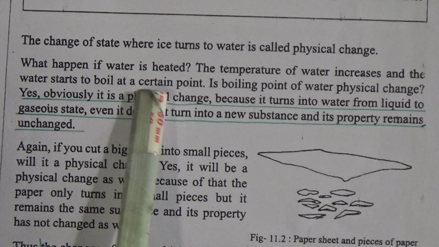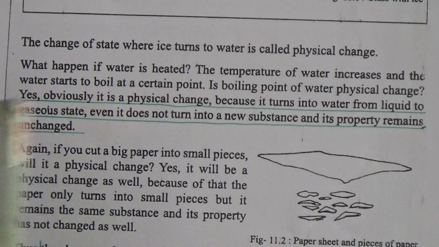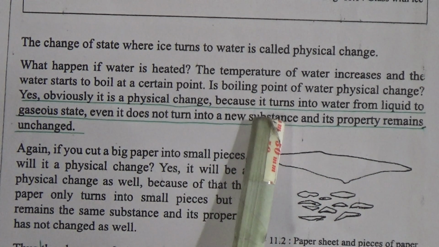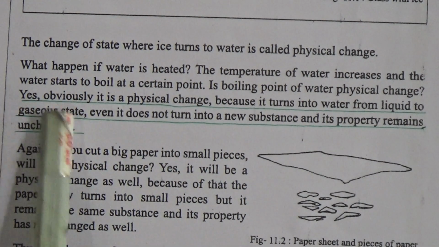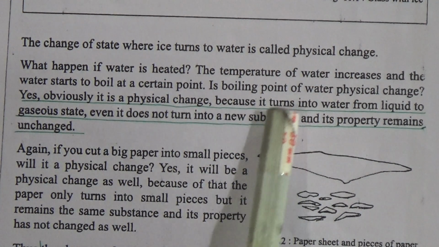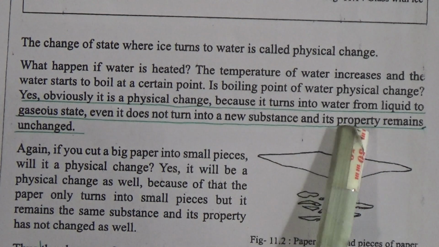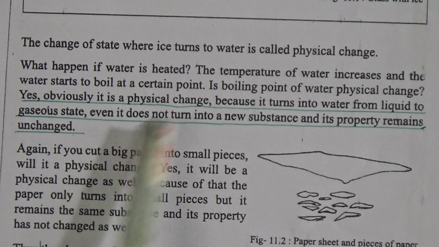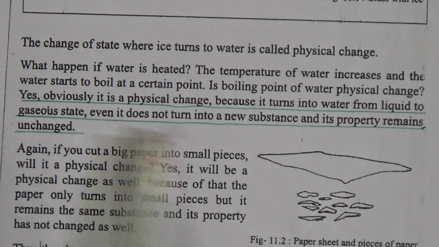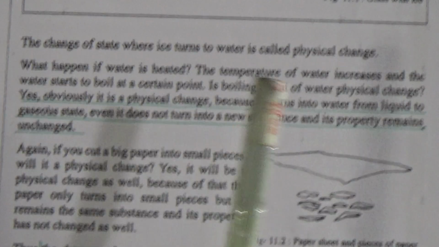So what happens if water is heated? We know the temperature of water increases and the water starts to boil at a certain temperature. And is boiling of water a physical change? So my dear students, we know that yes, the boiling of water is a physical change, and obviously it is because it turns from liquid to gaseous state, and it does not turn into a new substance, and its property remains unchanged. So my dear students, this type of change is called physical change.